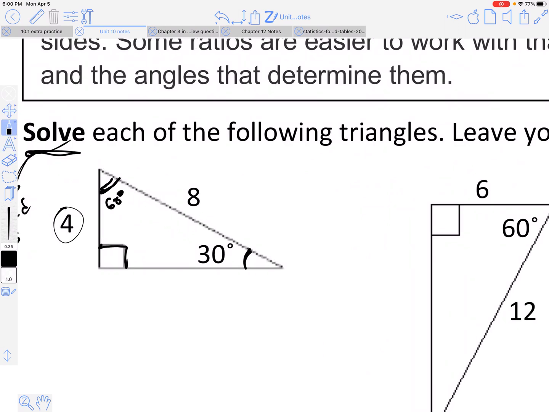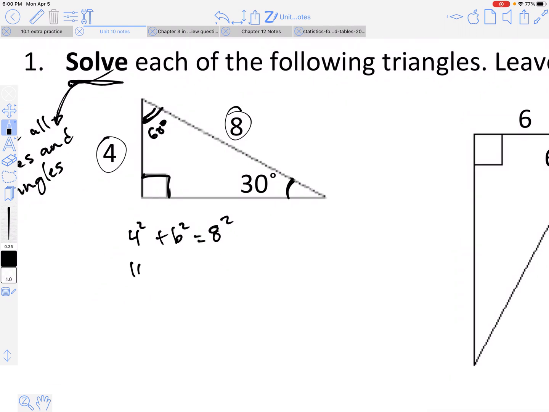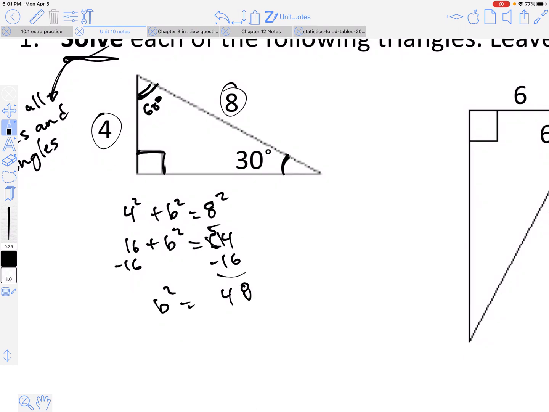Now there's a couple ways we could find this other side, since we have these two sides already. We could use the Pythagorean theorem. Right, so let's do that real quick. We have 16 plus b squared equals 64. We minus 16 minus 16. B squared equals, so minus that we get 48. If we take the square root of 48.